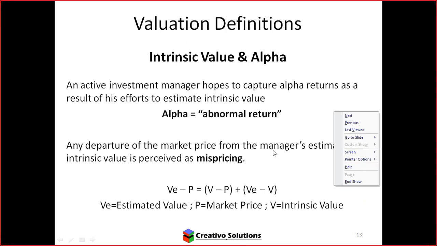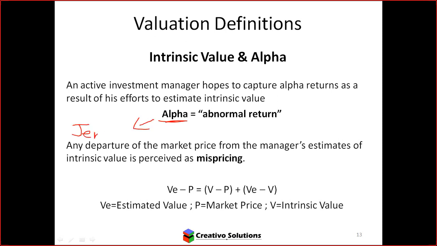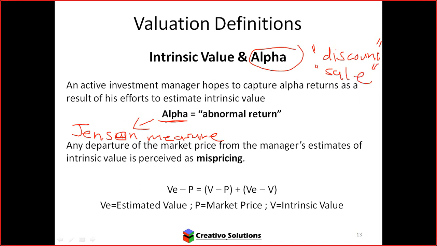Here is a note about intrinsic value and how it relates to the market. The word here is alpha. You've probably seen alpha before when you looked at the Jensen measure in 2601. With the Jensen measure, they spoke about alpha return. What is alpha? It's just the abnormal return. The best way I can explain alpha is a discount: buying things at a discount and making a profit because you've bought something on sale, almost like a sale, as an example.